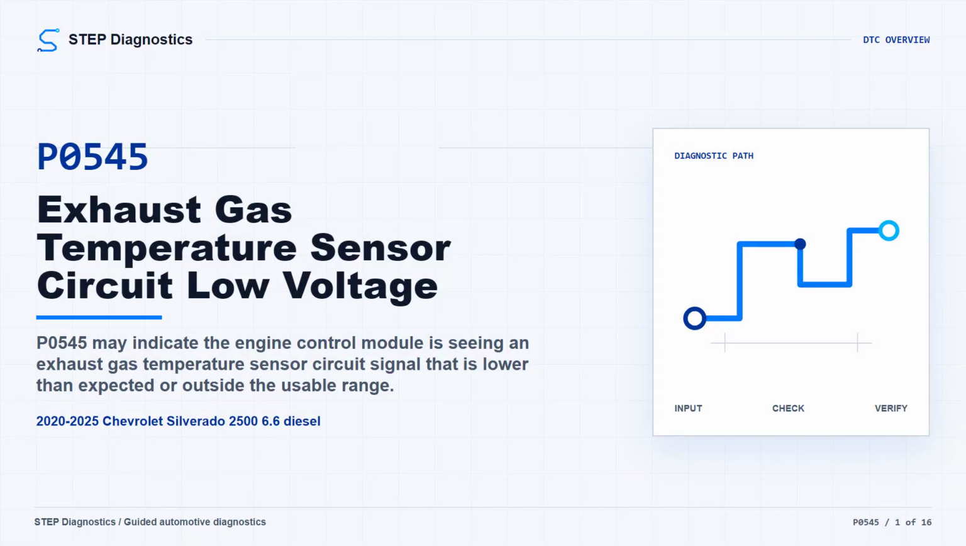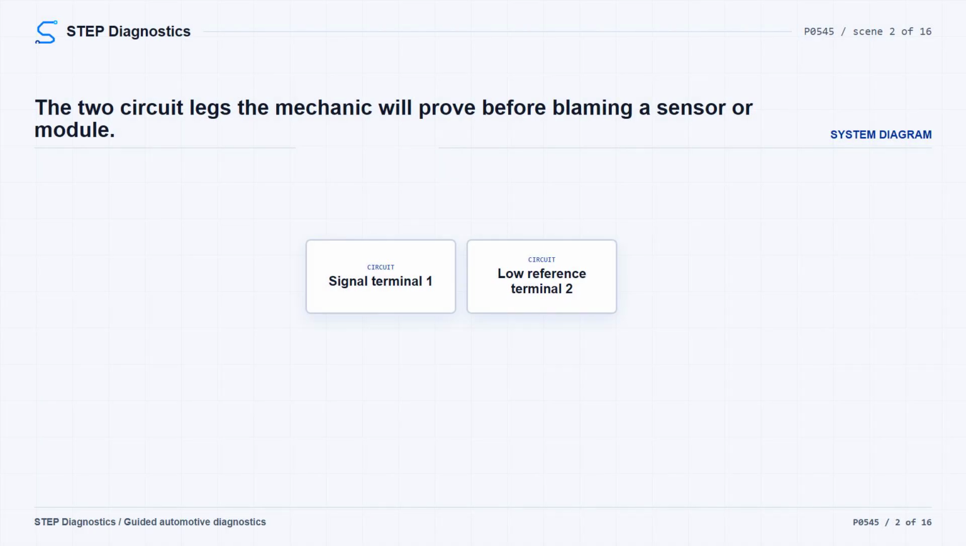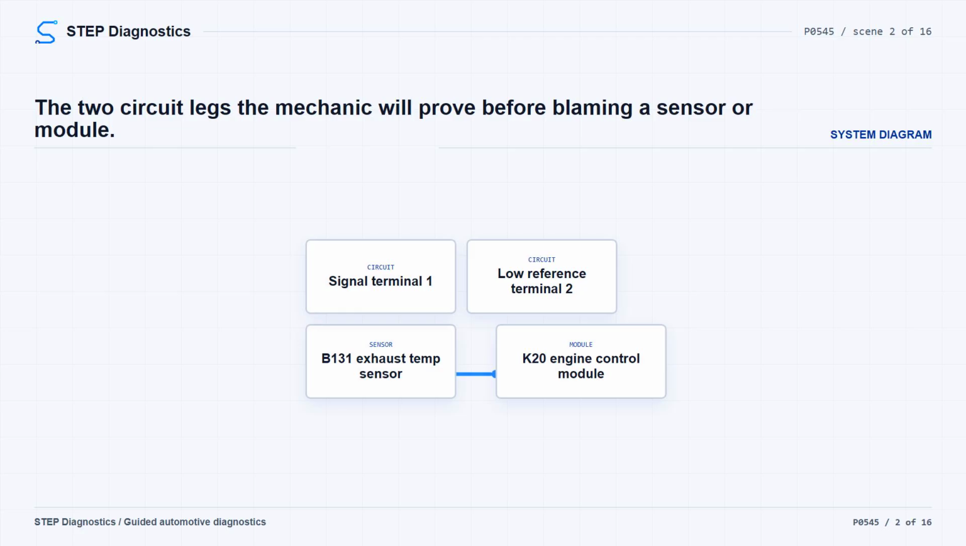On this Silverado diesel, P0554 is an exhaust gas temperature sensor circuit fault. In plain terms, the control module may be seeing an exhaust temperature signal that is lower than expected or outside the usable range, and the truck may turn on an emissions warning or store the code without an obvious drivability complaint. The fault area can be the sensor, the signal circuit, the low reference circuit, connector or terminal contact, or in some test outcomes, the engine control module.